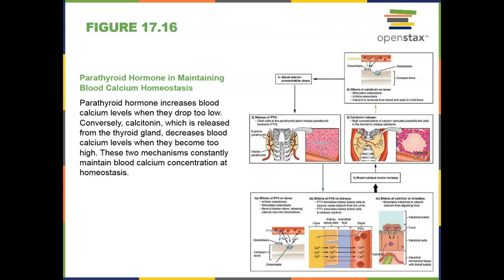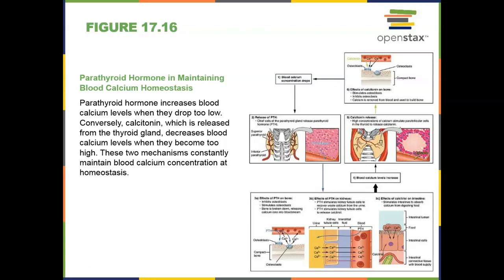The increase in parathyroid hormone also stimulates the production of calcitriol. Calcitriol then stimulates the absorption of calcium, and so calcium is absorbed by the intestines and by the kidneys. So all of this increases our blood calcium levels.